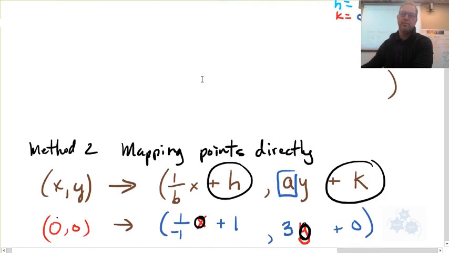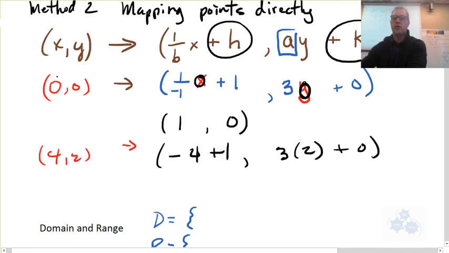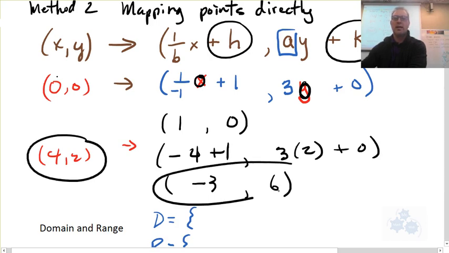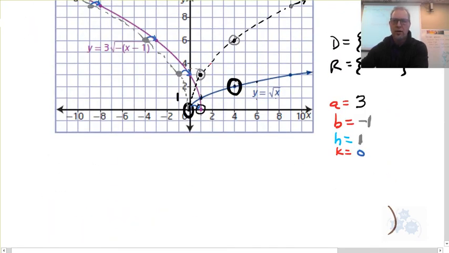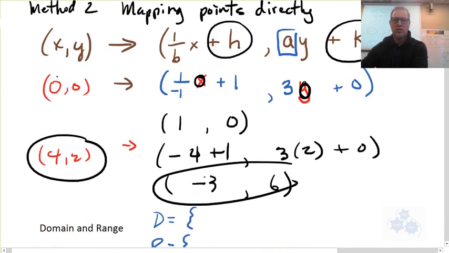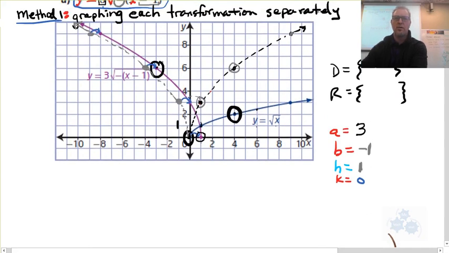Look at that. Mapping notation might work. What about this? Negative 4 plus 1, comma, 3 times 2 plus 0. What's that? Negative 3, comma, 6. Let's check that out. Does 4, 2 become negative 3, 6? Well, 4, 2 on the original graph was this one. Does it seem to correspond to negative 3, 6? Let's see. Negative 3 up to 6. That looks like it could be the corresponding point, and that is on the graph.